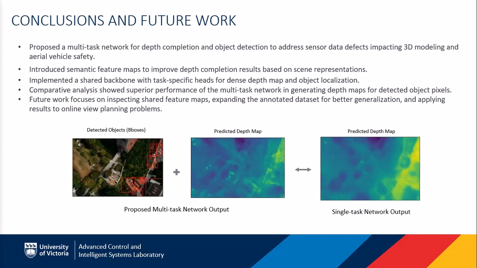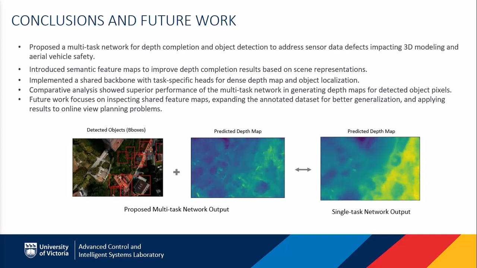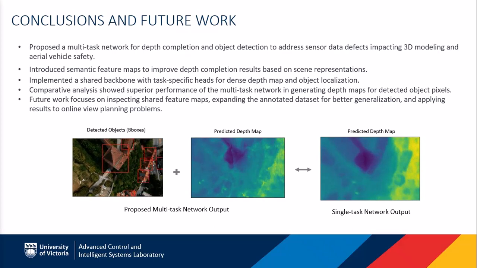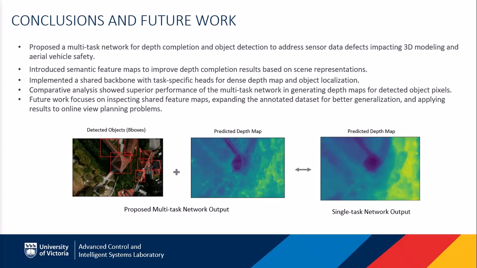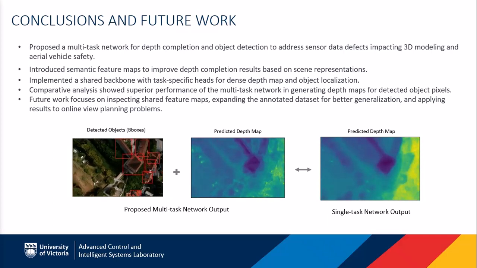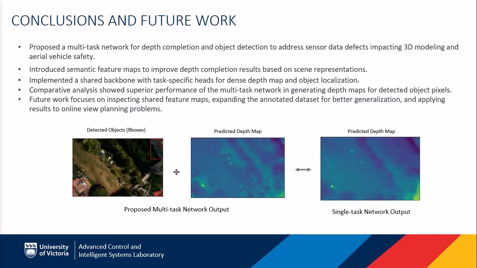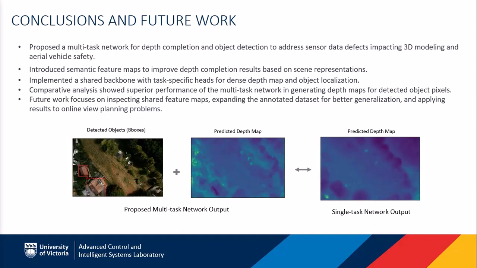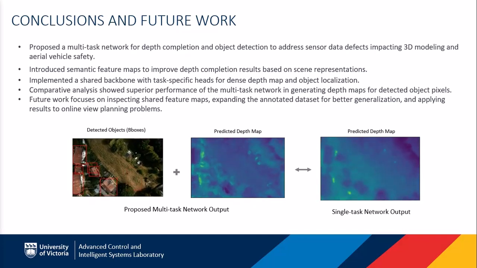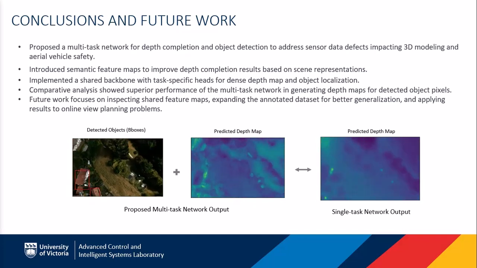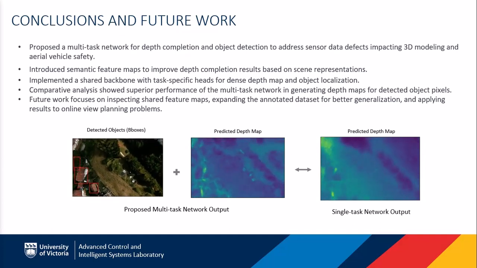In conclusion, our study addresses the challenge of sensor data defects affecting the 3D modeling and safety assurance of autonomous aerial vehicles. We have proposed and implemented a multitask network that effectively performs depth completion and object detection tasks. By leveraging semantic feature maps, we have improved the accuracy of depth completion results. Our network, utilizing a shared backbone with task-specific heads, generates both dense depth maps and bounding boxes for infrastructure localization. Comparative analysis demonstrated a superior performance of our multitask network, particularly in generating depth maps for object-detected pixels.